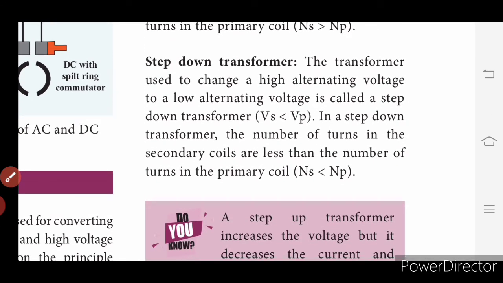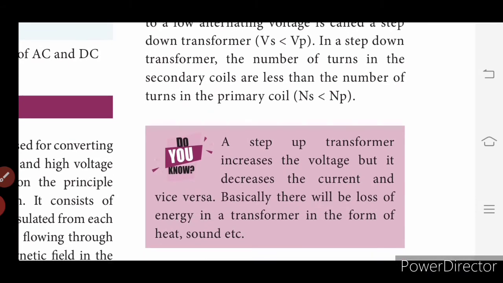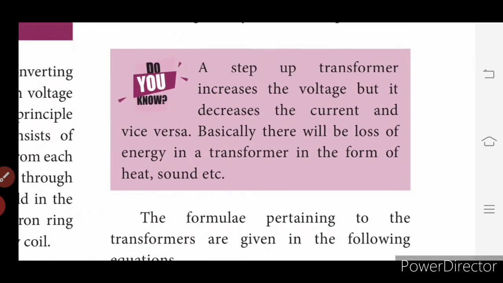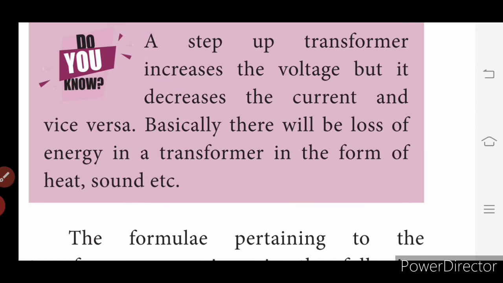The transformer used to change a high alternating voltage to a low alternating voltage is called a step down transformer. That is, the voltage in the secondary is lesser than the voltage in the primary. In a step down transformer, the number of turns in the secondary coil is less than the number of turns in the primary coil. So NS is less than NP. A step up transformer increases the voltage but it decreases the current, and vice versa.